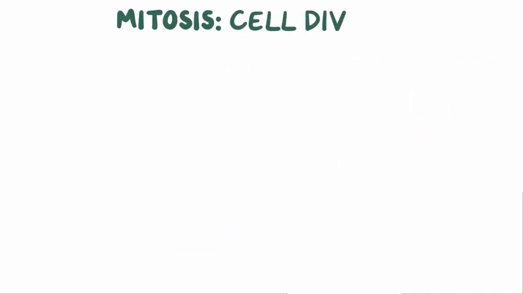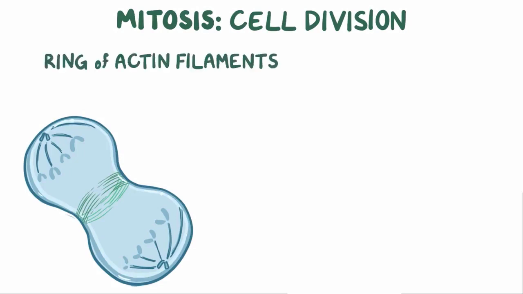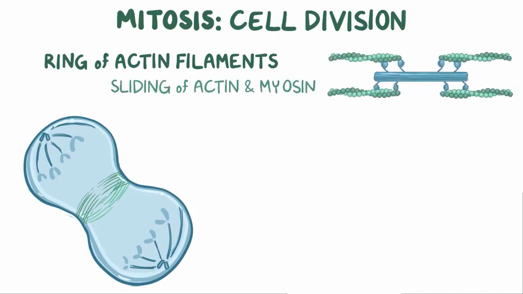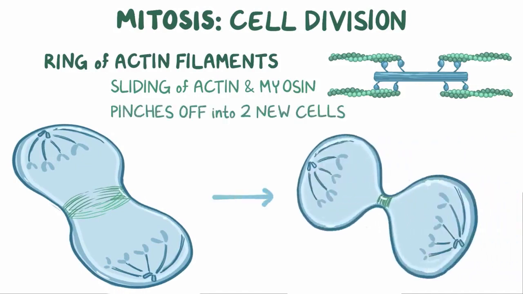Anyway, actin filaments also play a role in mitosis, or cell division. At the end of mitosis, the cell has 2 sets of chromosomes that each sit in their own nucleus. A ring of actin filaments then forms around the center of the cell between the 2 nuclei. This ring uses the sliding movement of actin and myosin to help constrict or squeeze the cell so that it pinches off into 2 new cells.